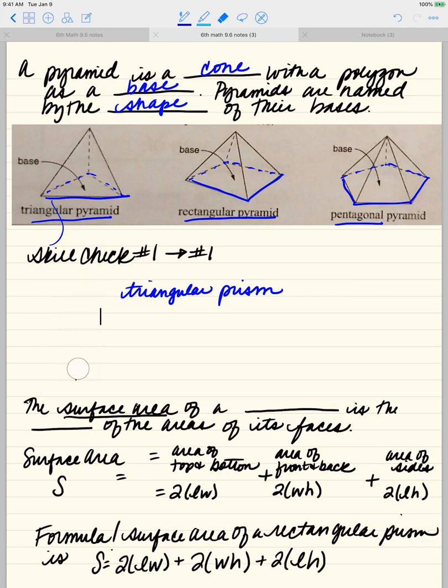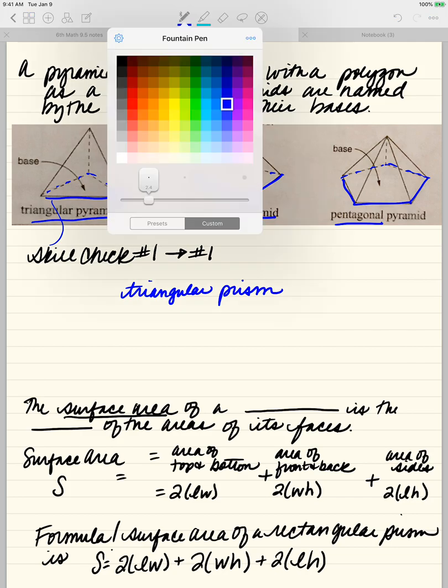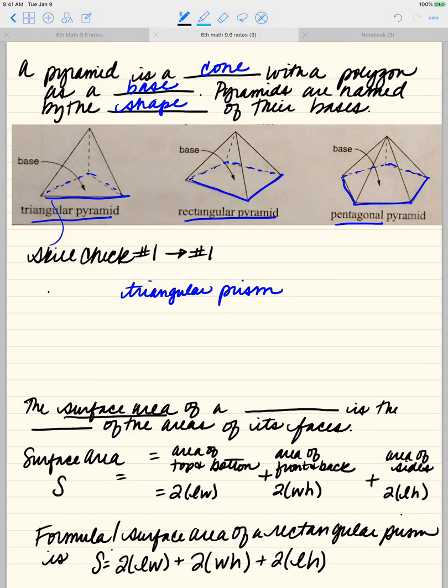I'm going to erase that. Oh, I did not mean to just erase that whole thing though. Whoops. Let me redraw that really quick. It's not going to be as good as my other one. Sorry about that. Yeah, that's a really bad one, but that's okay. All right, so here's our triangular prism.